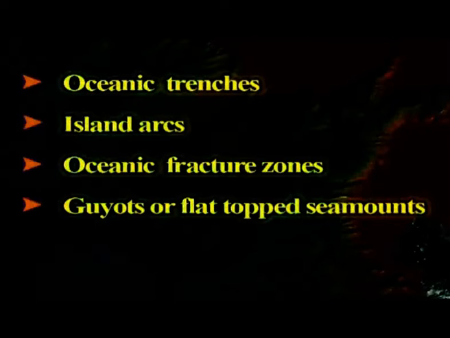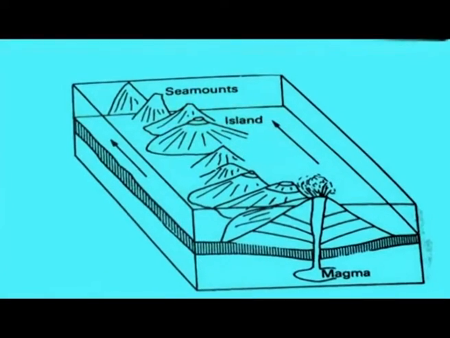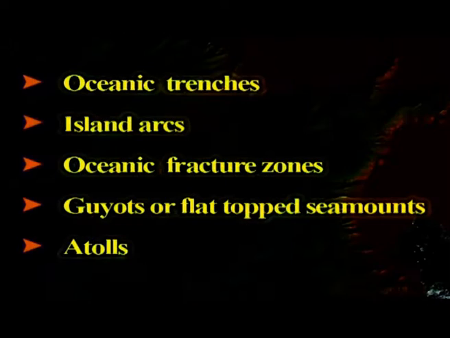They extend several thousand kilometers across the major oceans. The ninth one is the guyots or flat topped sea mounts. These are eroded sea mounts during exposure at the surface. They are more than 1 kilometer in relief. The last one is the atolls, which are present.